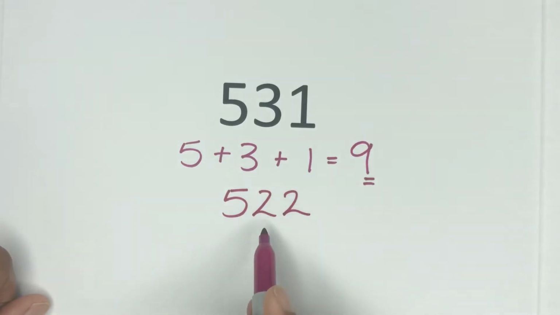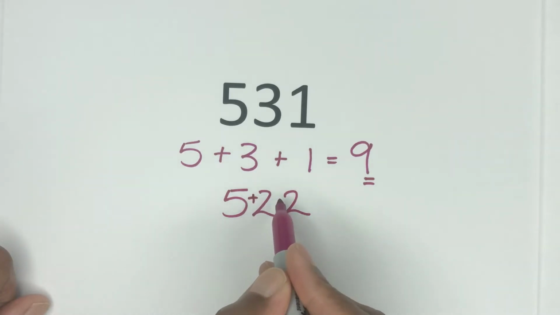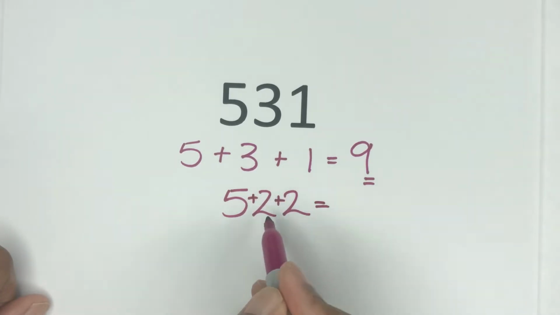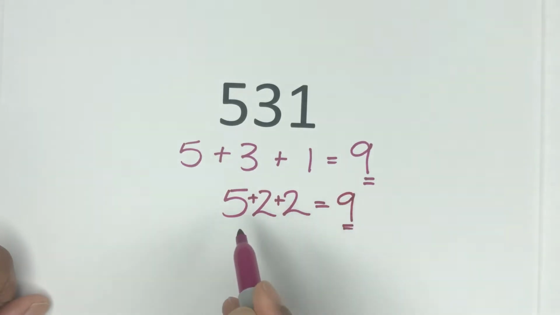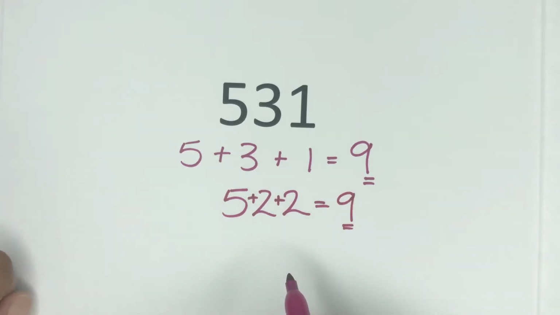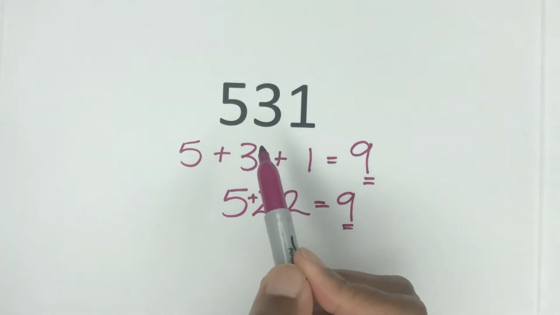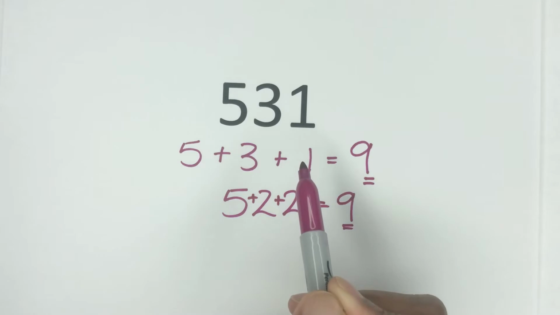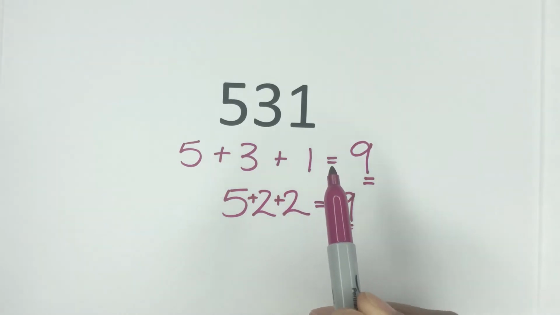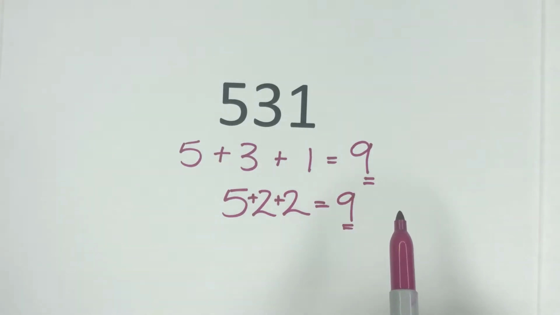522. Yes, this can be divided by 3 because when you add the 3 digits, 5 plus 2 is 7, and 2 is 9. That means 522 can be divided by 3. So if the digits, when you add them together, add up to a number that can be divided by 3, then it is divisible by 3.